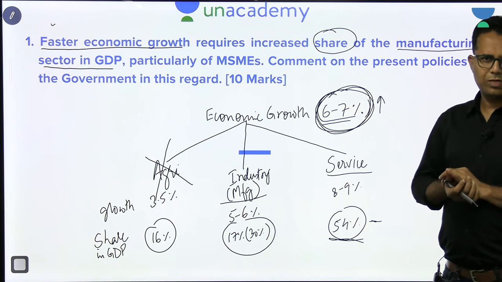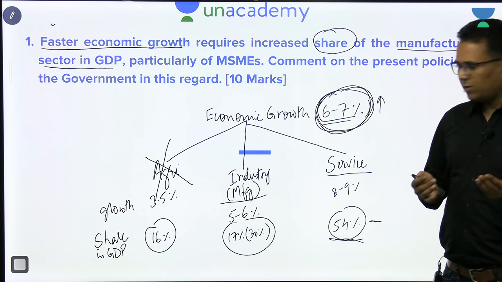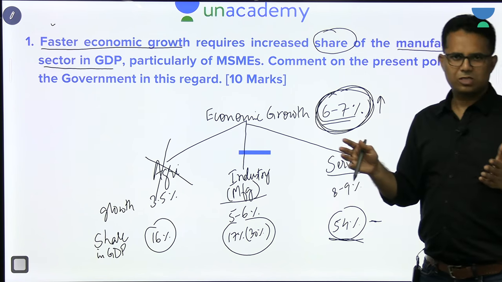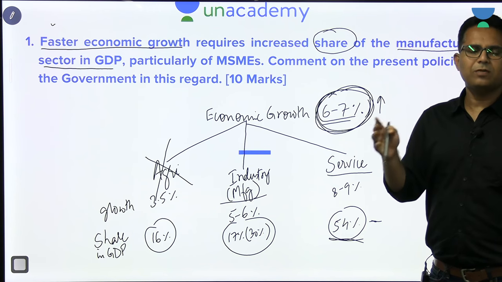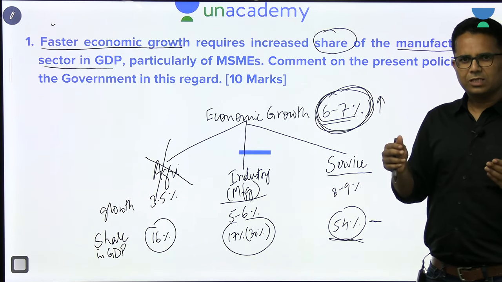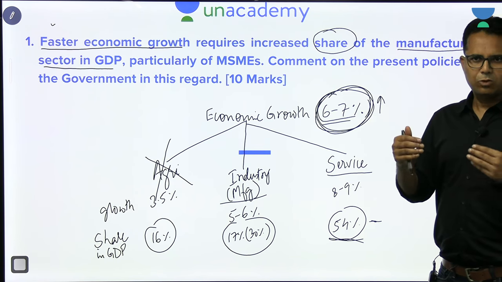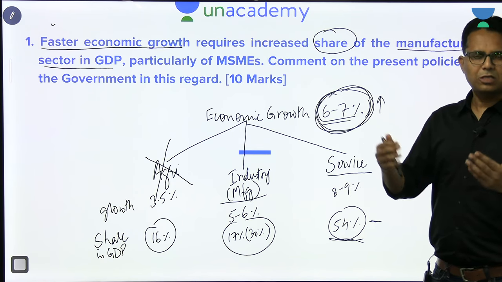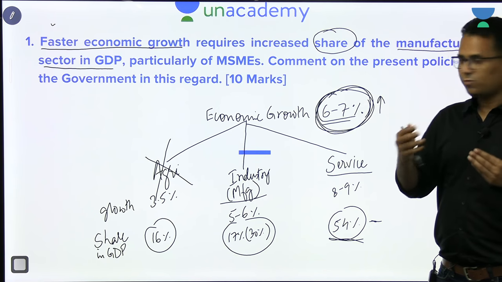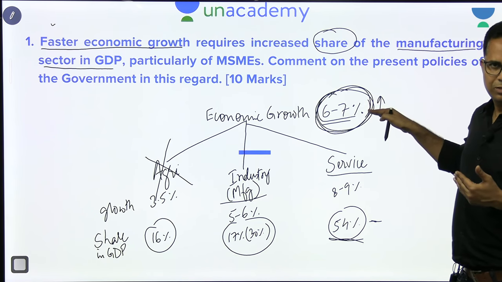So why have we not been able to grow consistently at 8-9%? Because of lack of demand. Why is there a lack of demand? Because our manufacturing base is not large. Manufacturing share in GDP is not large. If our manufacturing share in GDP were large, it would have absorbed a lot of the unskilled population. There would have been demand in the economy, they would have got income, it would have created demand in the economy, and it would have grown consistently.